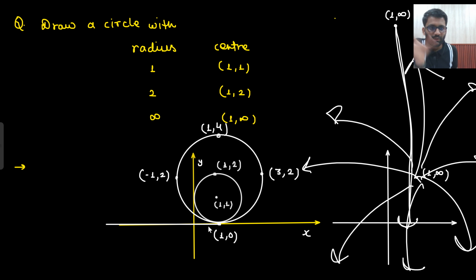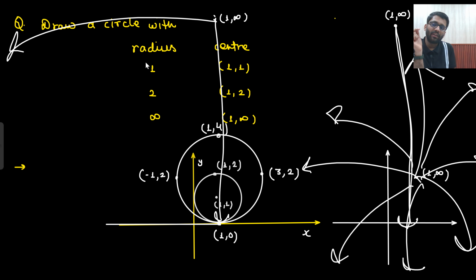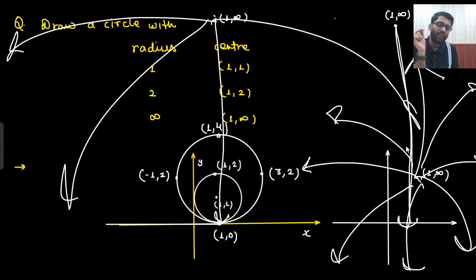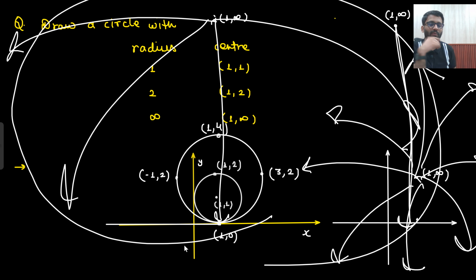Are you getting this point? If you are not understanding, then you can mug it up: center at 1 comma infinity and radius infinity, then this is how the circle will look. This you can remember. The center is somewhere else, 1 comma infinity. It will come downward for infinity. Here it will go for infinity, upper side also it will go for infinity. Everywhere it will go for infinity. So this is how the circle will go.